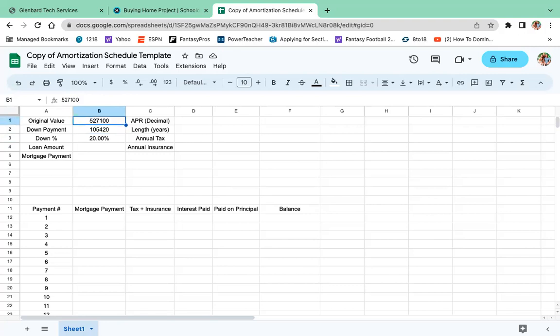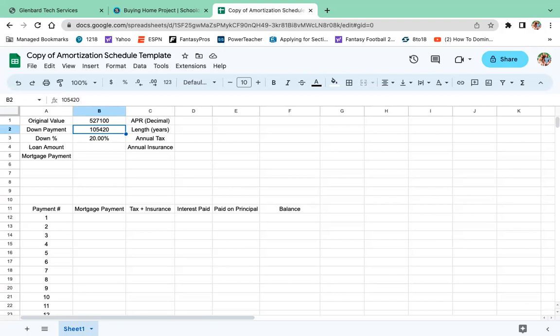So if I change the value of my house, suddenly it's a $550,000 house. Now it'll automatically update my down payment to lock it in at 20%. So this cell is right now a dependent cell. It's dependent on what I put in the first cell. If I go back to my original value, 527,100, and then I manually type in the 105,420. Now, if I change this number on B1, it's not going to change anything in B2. Does that make sense? Okay.